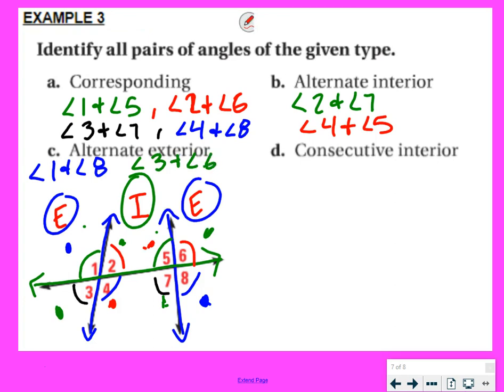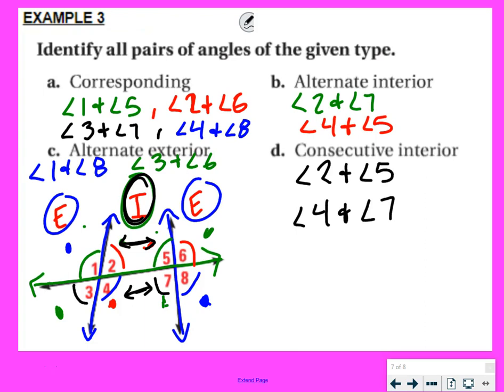And then the last piece would be consecutive interior. So we're going back to the interior, but we want the same side of the line. So here and here: angles 2 and 5, and then angle 4 and angle 7.